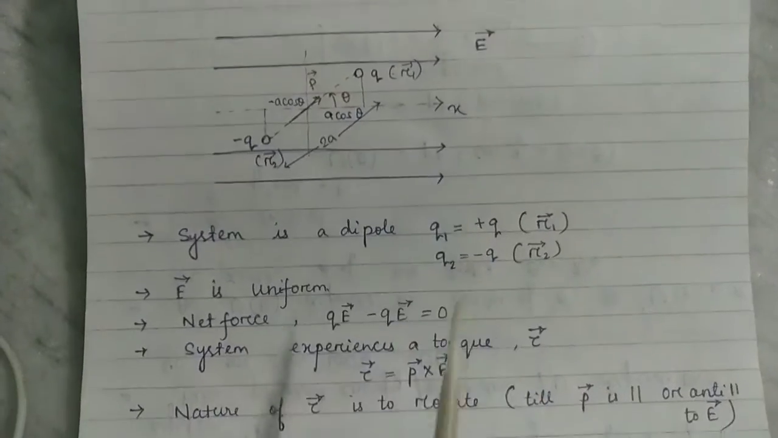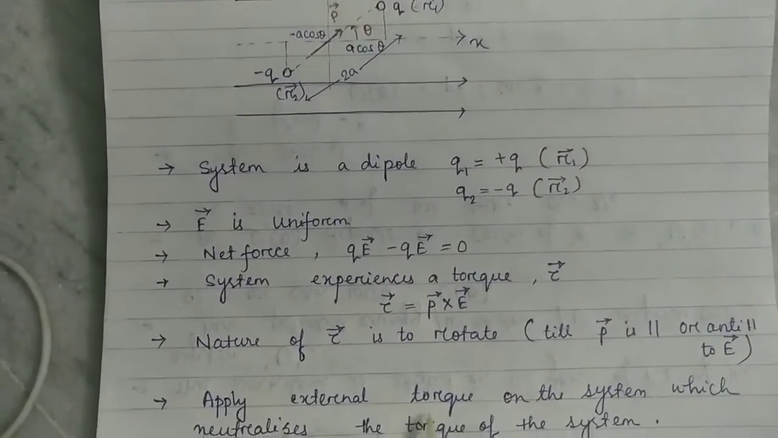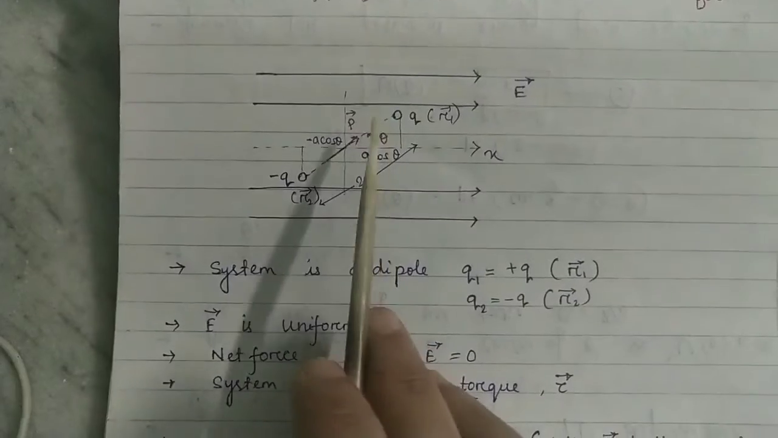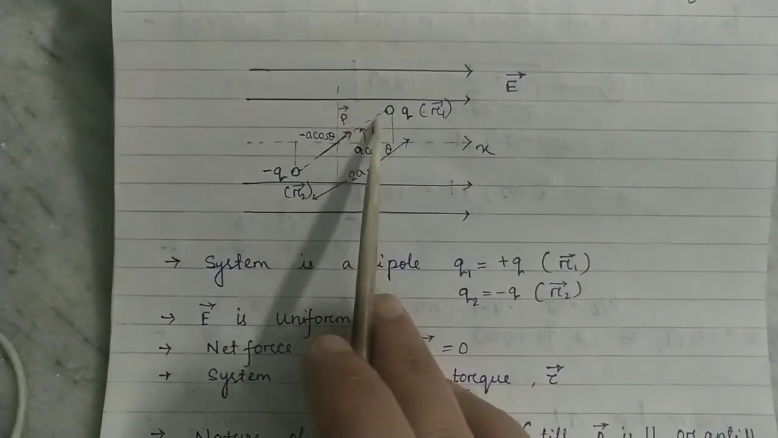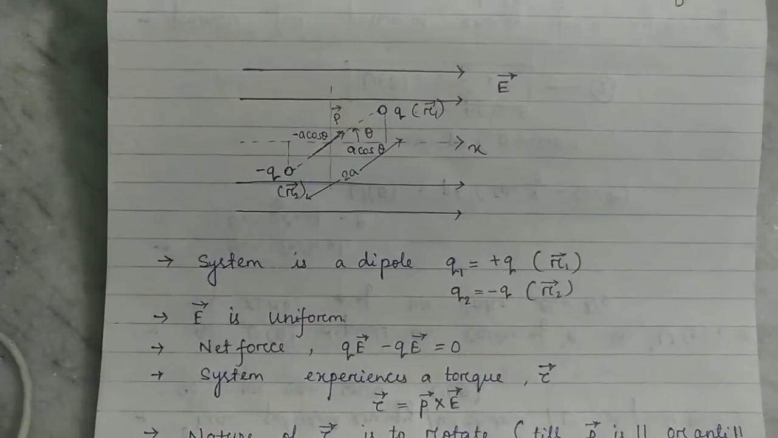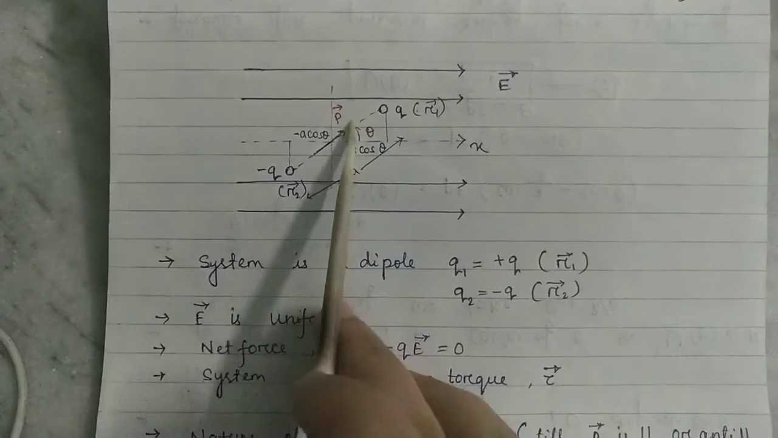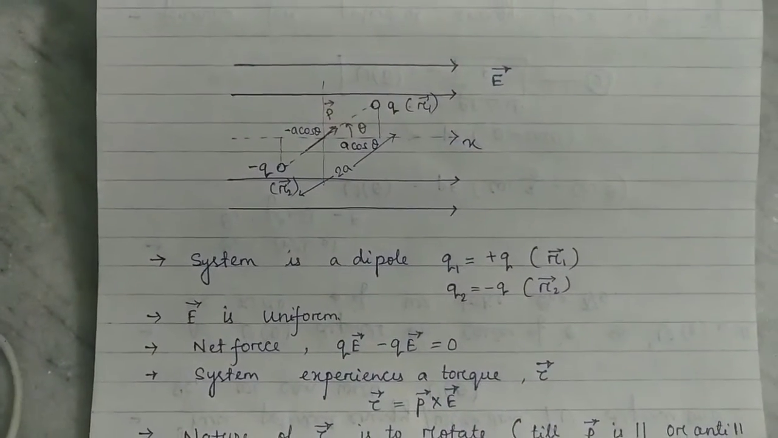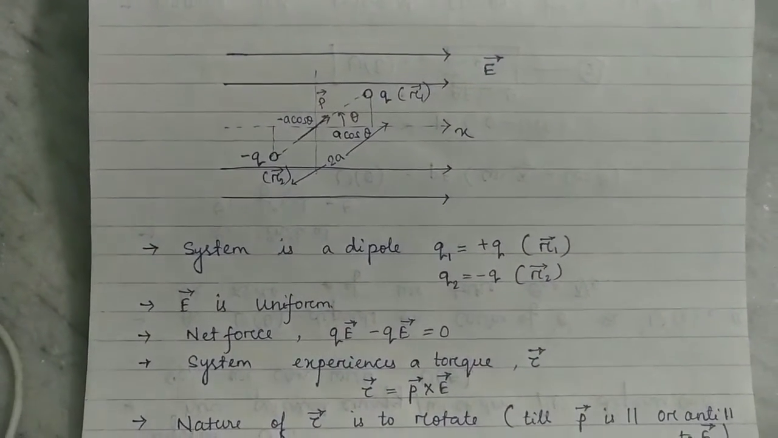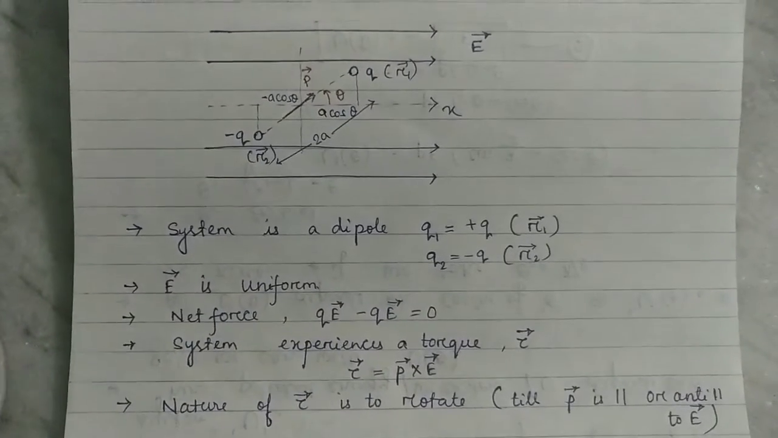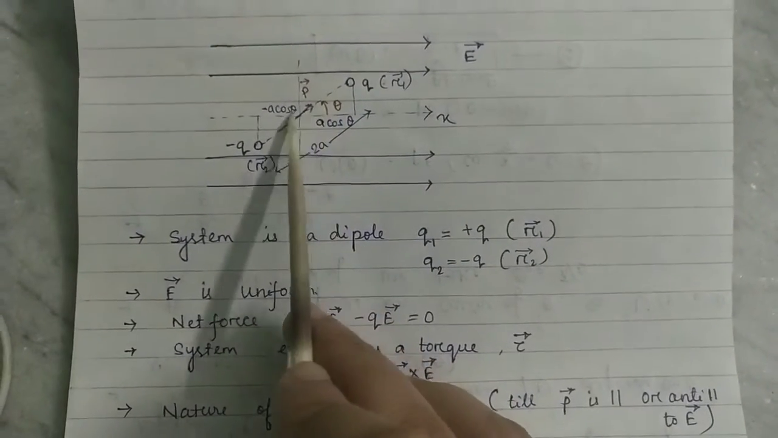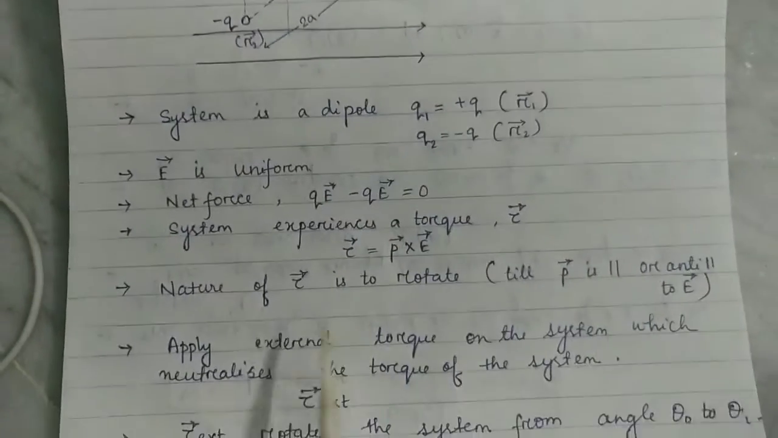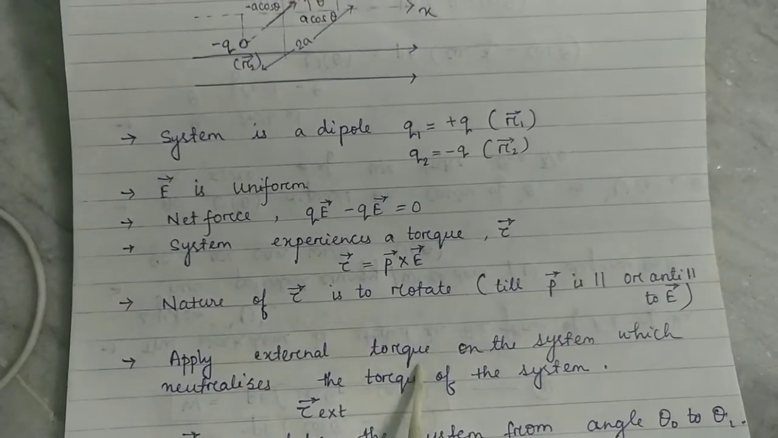This is the electric field. Now what we'll do, we will apply external torque to the system. Now there is a torque in the system. What is the nature of the torque? The torque will rotate the system. Now we will apply external torque so that the external torque will cancel out the torque of the system.